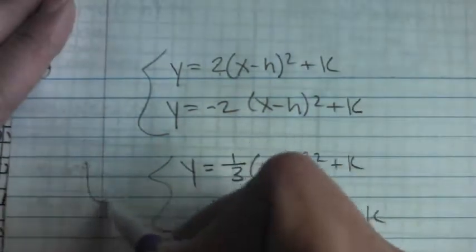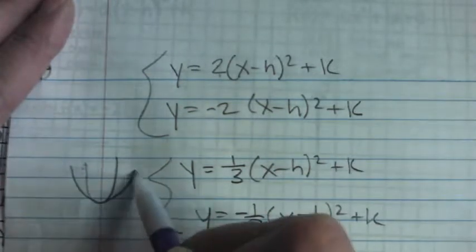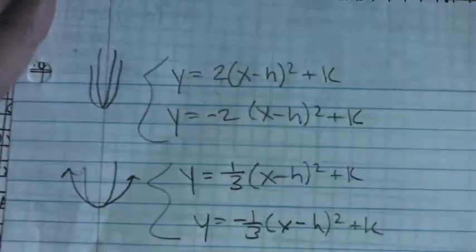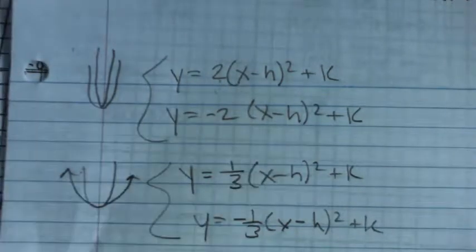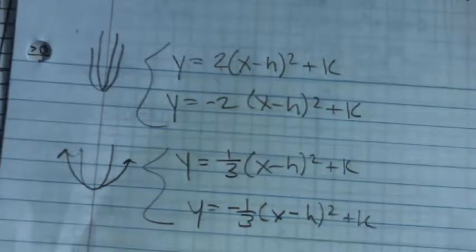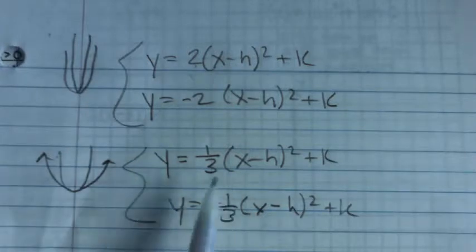So here's the parent graph. This one would look like this. And if this is the parent graph, that stretch would look like that. Does that make sense? Okay, taller and skinnier. And that has to do with the size of A. If the absolute value of it is greater than 1, then it gets taller and skinnier. If it's less than 1, then it gets shorter and fatter. Okay?